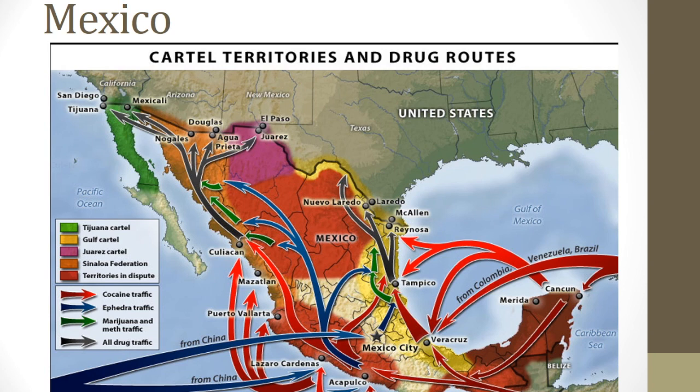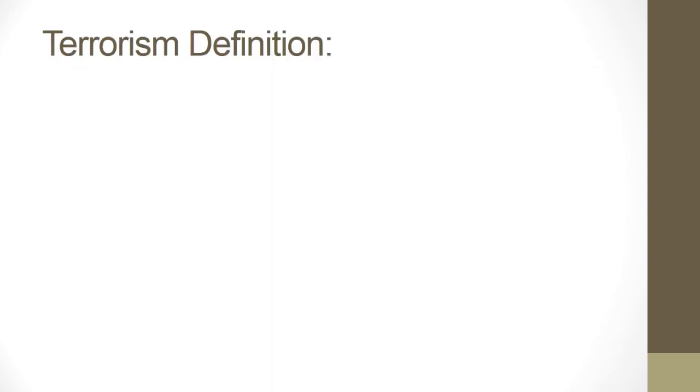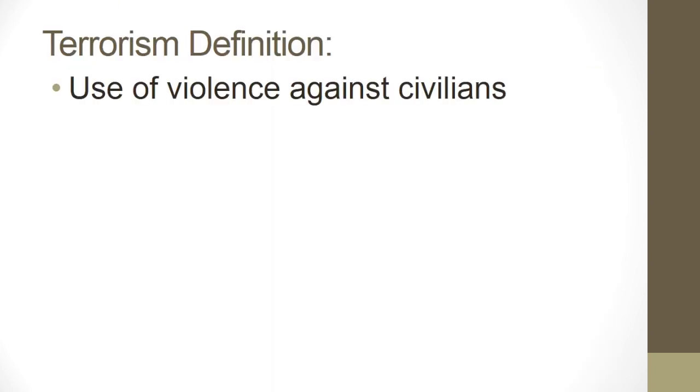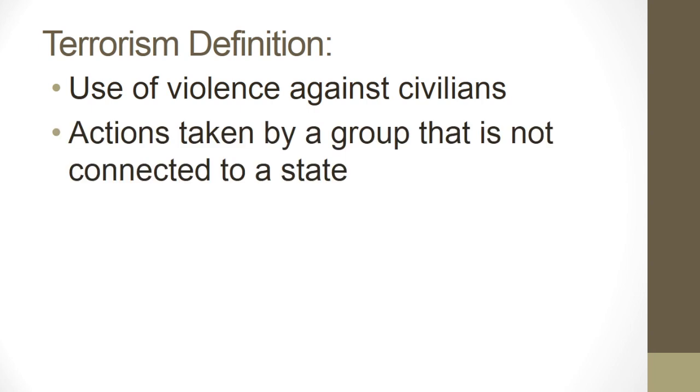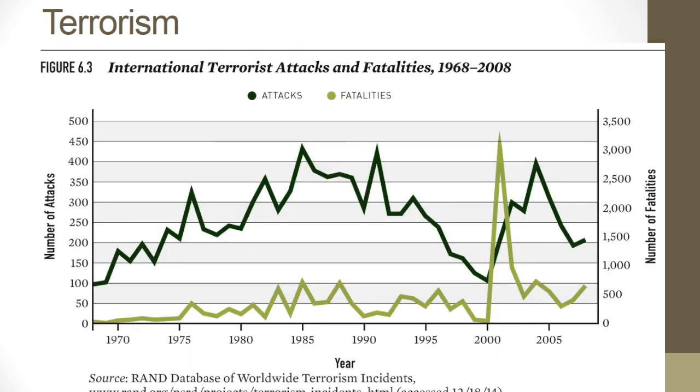They're doing their best to try to control the flow of drugs and therefore the flow of money through their country. But if we see the interests that are involved here, we see China, we see Nicaragua, we see Colombia, Venezuela. These drugs are flowing from these countries through the conduit of Mexico, through the cartels, and the federal government is trying to wrestle this control from them. What we see then is civil warfare, civil violence. So, terrorism definition: use of violence against civilians, actions taken by a group that is not connected to the state.